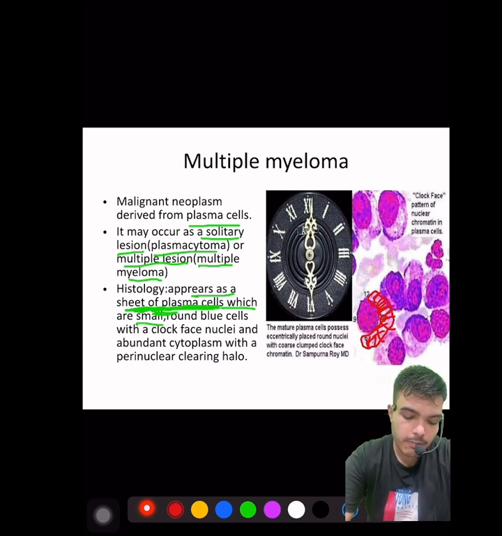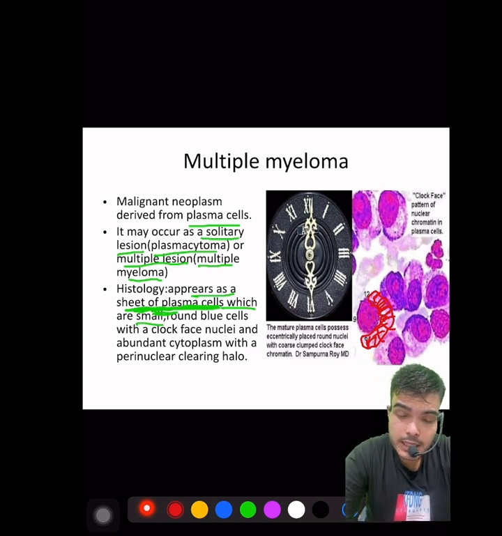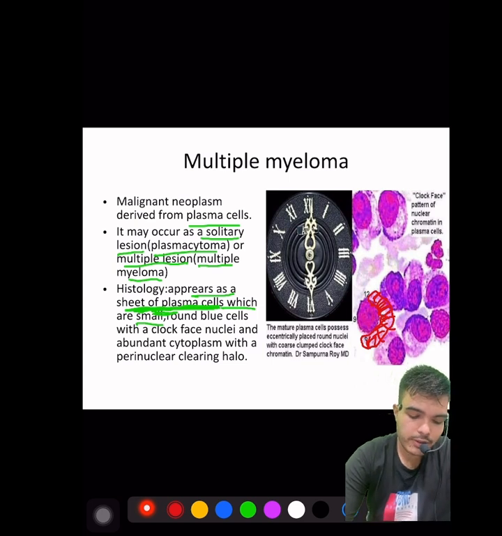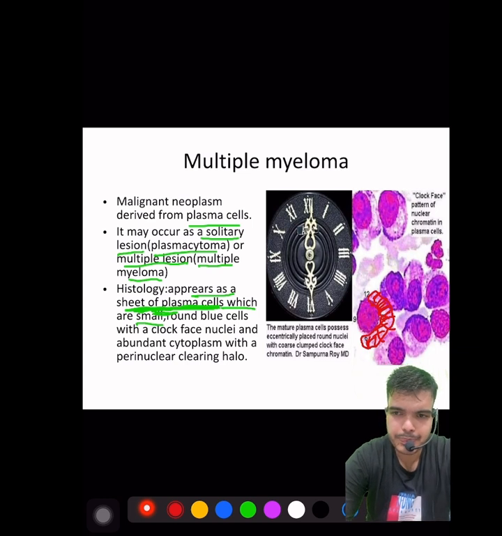It usually affects males above 40 years of age. I already told you before the start of this presentation that multiple myeloma presents at more than 40 to 50 years of age. Bone pain is the most common complaint. Weakness, weight loss, anemia, thrombocytopenia, peripheral neuropathy, hypercalcemia. Why hypercalcemia? Why peripheral neuropathy?